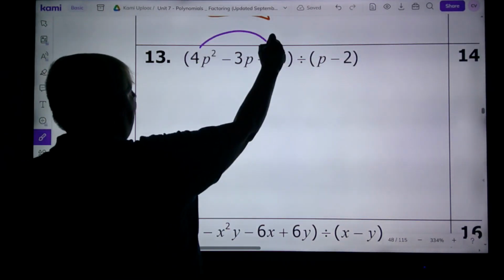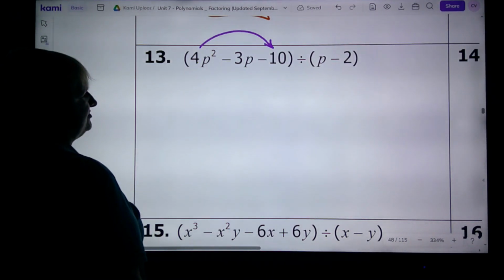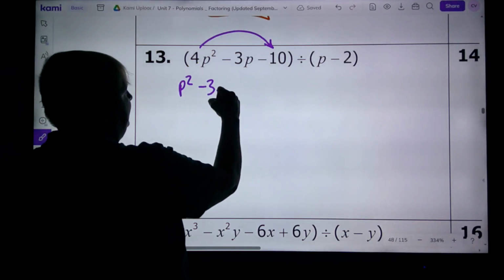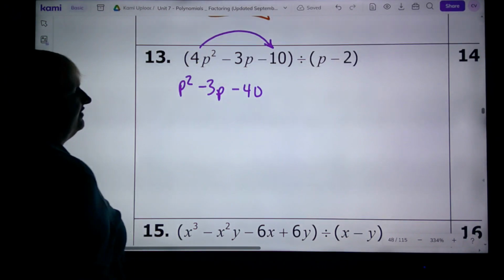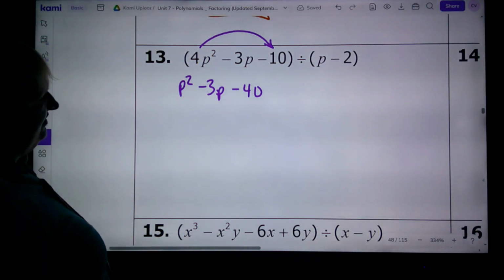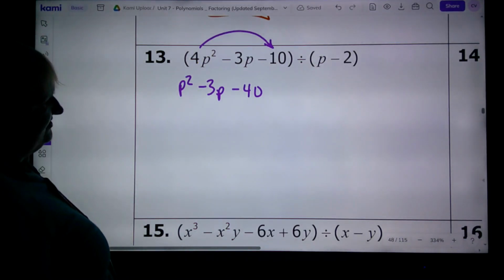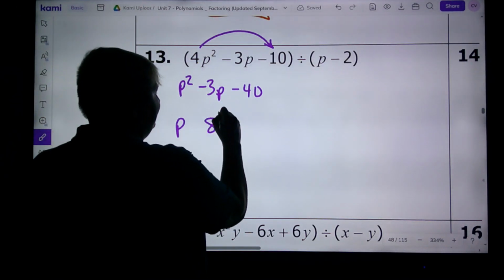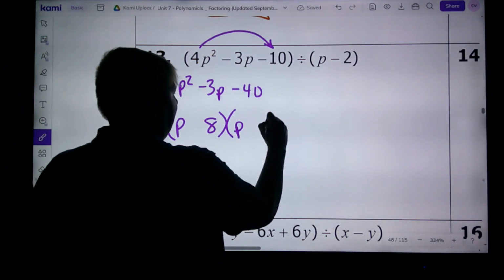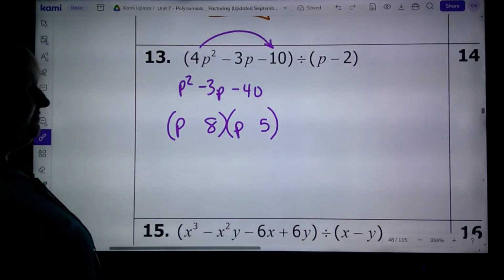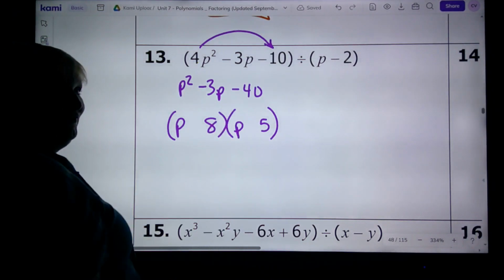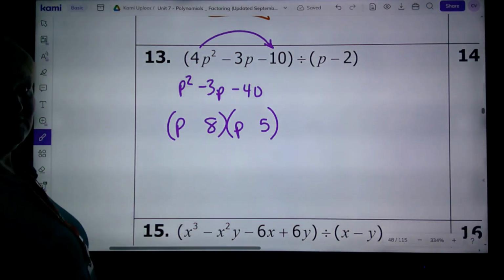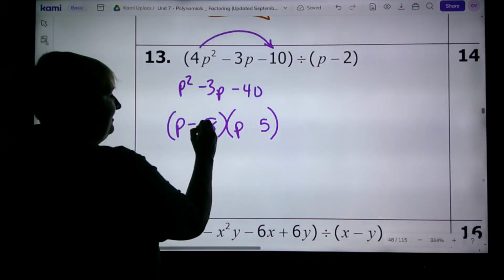Slip and slide. No greatest common factors to pull out. So p squared minus 3p minus 40. Let's see. 8 times 5 is 40. One of them has to be negative because we're ending up with a negative 40. And in the middle we have a negative 3. That means the bigger number has to be the negative.